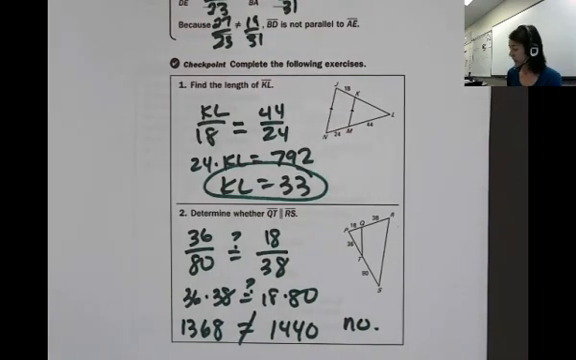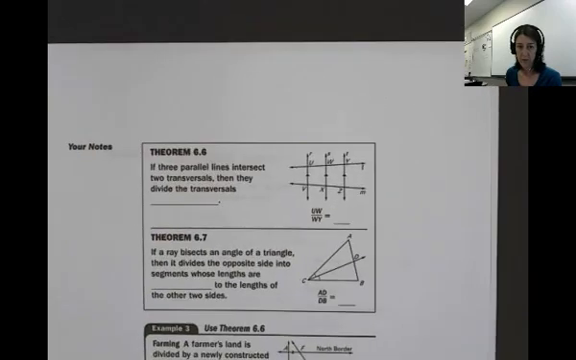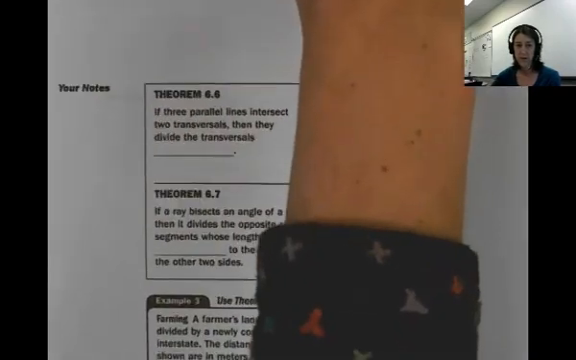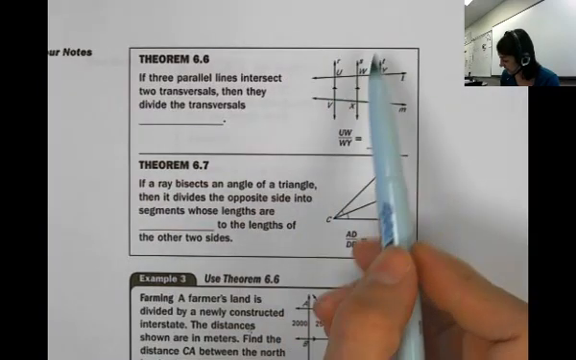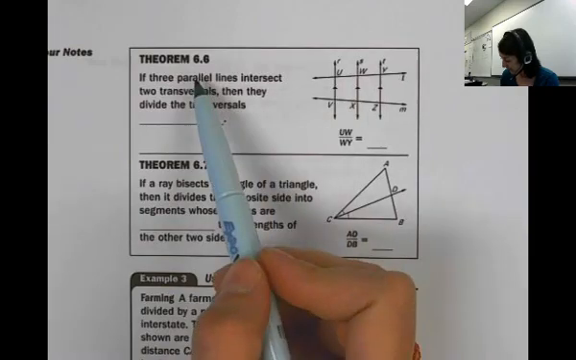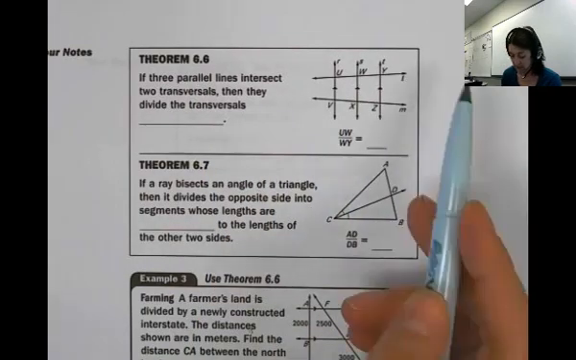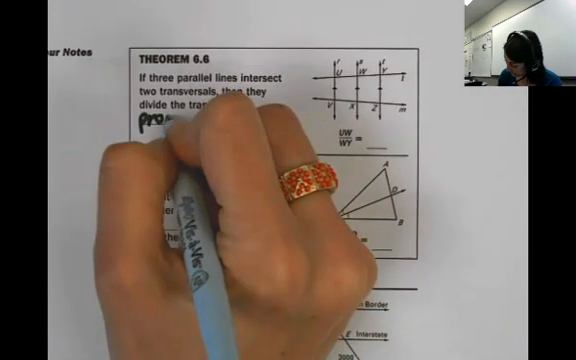All right, let's look at a few more theorems. All right, this next one is about parallel lines and transversals. If three parallel lines intersect two transversals, then they divide the transversals proportionately.